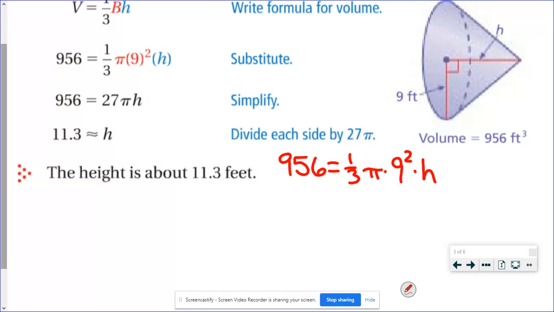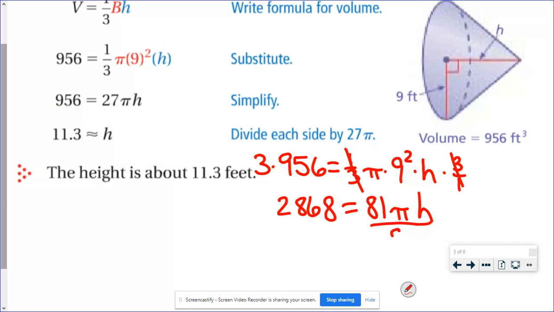Sometimes I like to just get rid of the fraction. How do I get rid of multiplying by a fraction? Because I don't divide by fractions, I would multiply by the reciprocal, which would be 3 or 3/1, right? If I multiply this side by 3/1 and this side by 3, this just takes that out. So I would have 956 times 3 is now 2868. And then I could do that 9 squared and say 81 pi h.